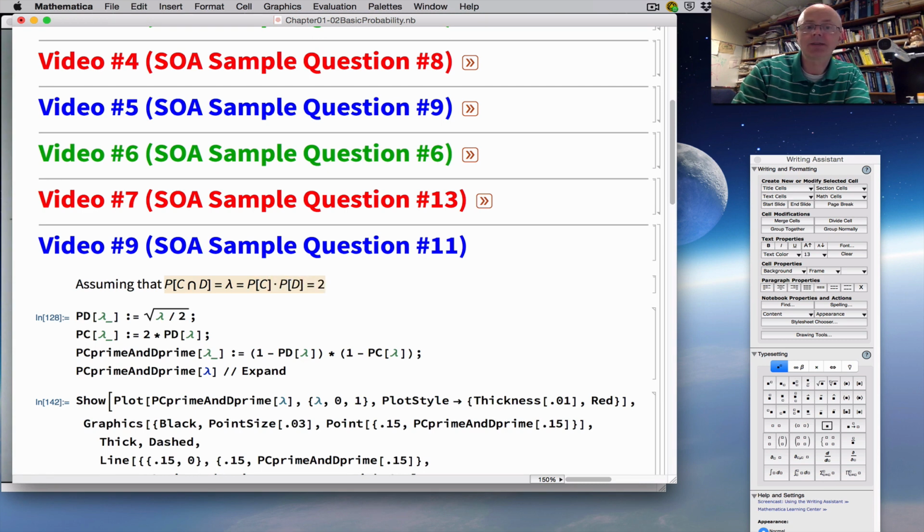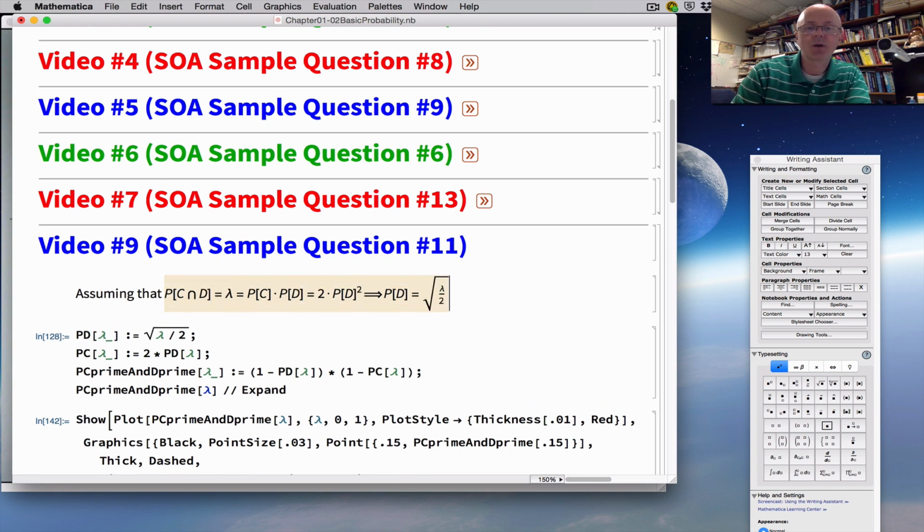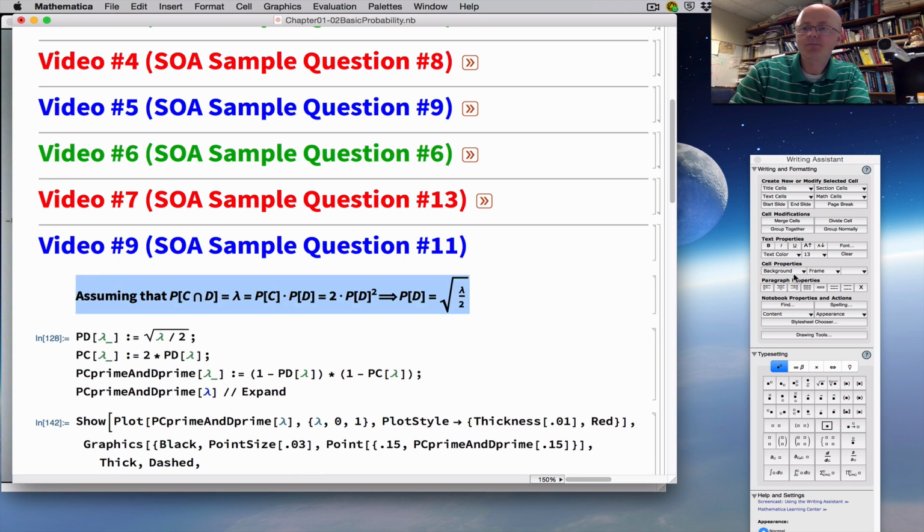And again, I'm assuming that P of C equals 2 times P of D. So this equals that. Okay, and that implies that if you solve for P of D in terms of lambda, P of D equals the square root of lambda over 2. Okay? So that's what P of D equals in terms of lambda. You can then solve for P of C as being twice this. That's what I'm programming Mathematica to do here, thinking of these things as functions of lambda.